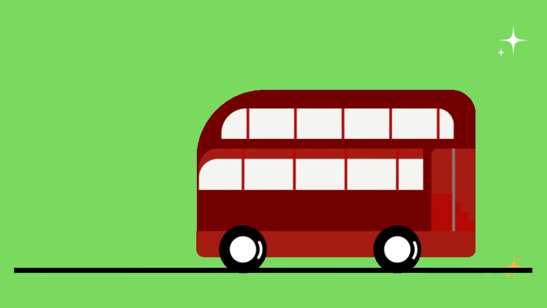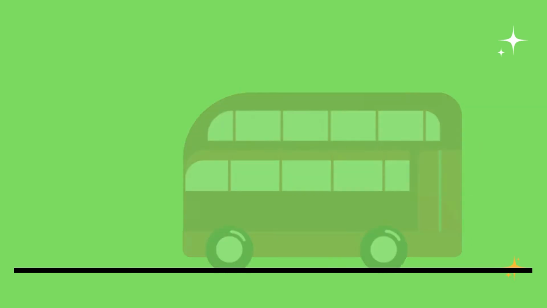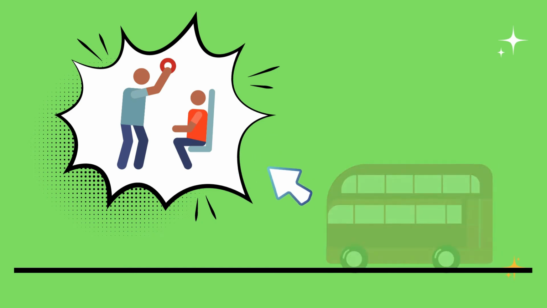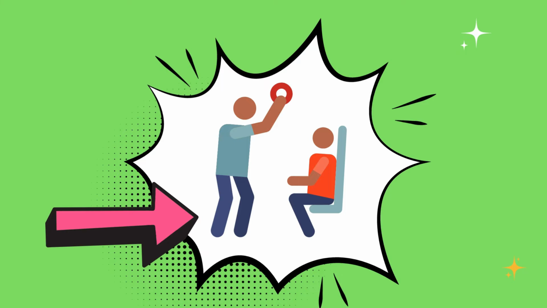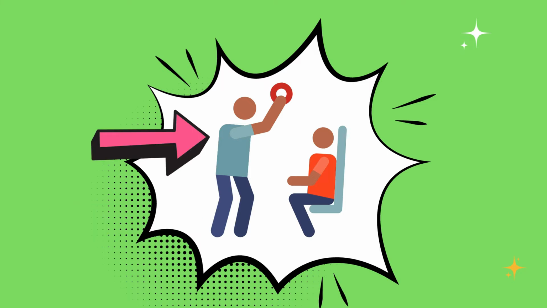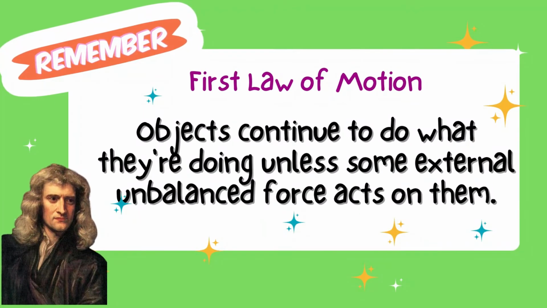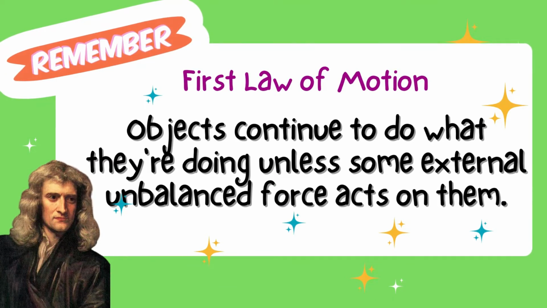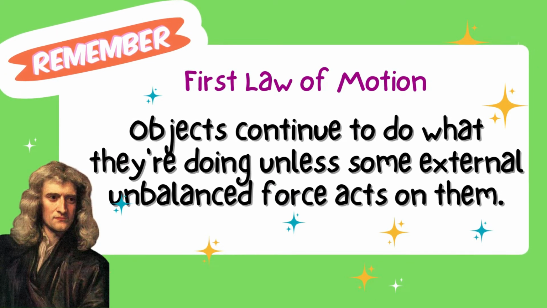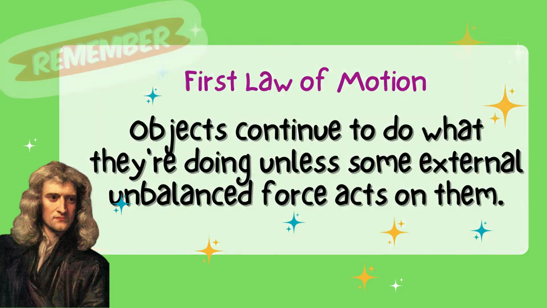Another example is when a train or a bus suddenly starts, the passenger standing inside it falls backward. It happens because the feet of the passenger, being in contact with the floor of the bus, come in motion along with the bus, but the upper part of the body remains at rest due to inertia. Hence, the passenger falls backward. We should always remember that in Sir Isaac Newton's first law of motion, objects continue to do what they're doing unless some external unbalanced force acts on them.